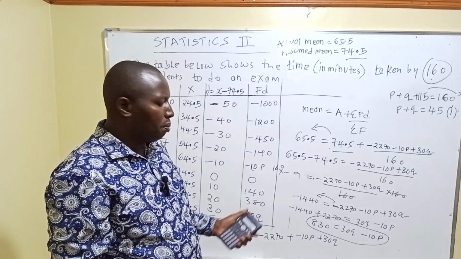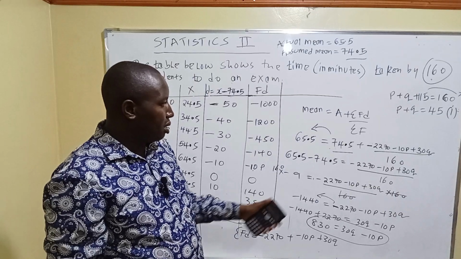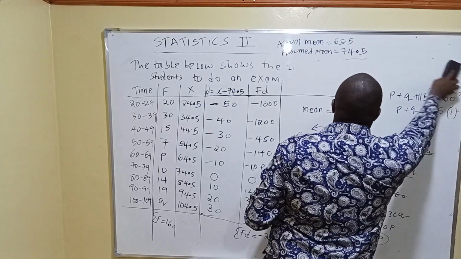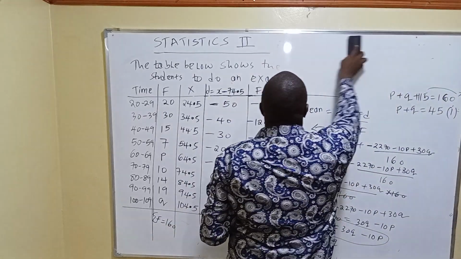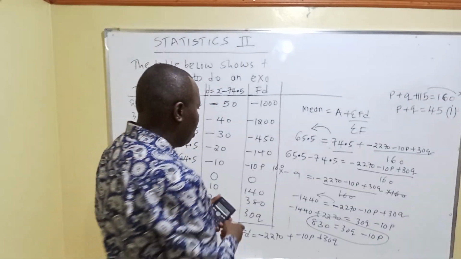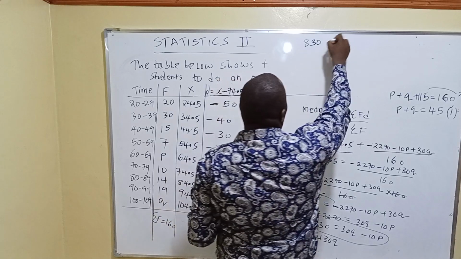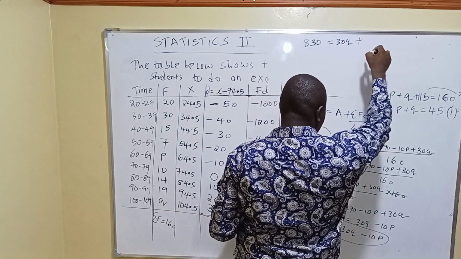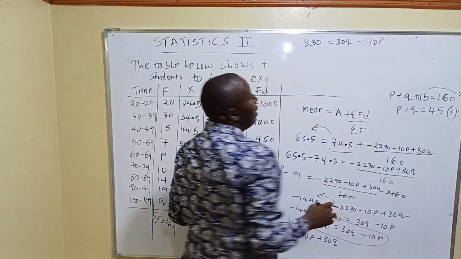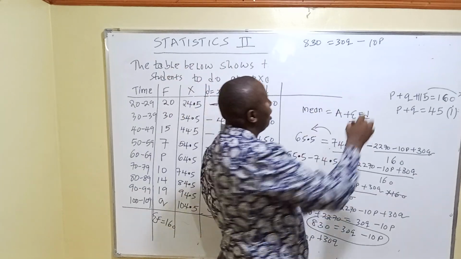So why don't you simplify this? 830 equals 30Q minus 10P. I want to write the second linear equation there. We say this is 830 equals 30Q plus minus 10P. So you can simplify this, since all these values are divisible by 10.